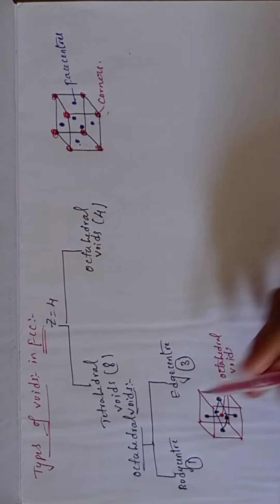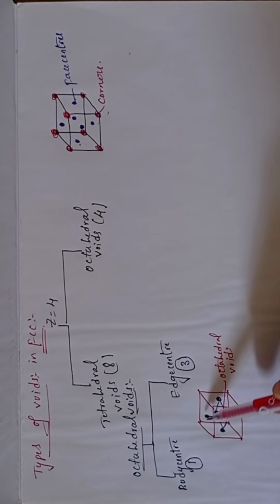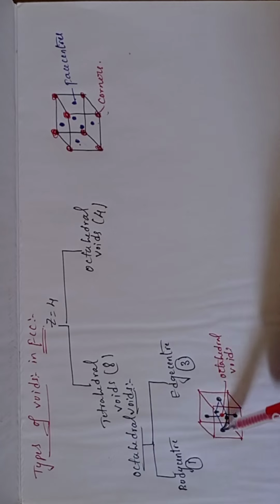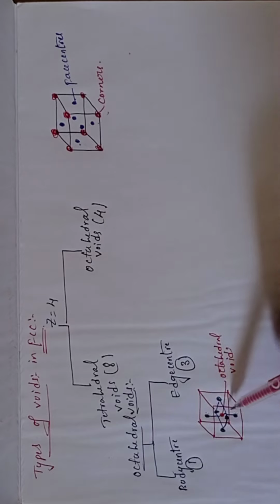So what is octahedral void? The void which is present in between the 6 particles, 1 2 3 4 5 6. These 4 particles are present in the same plane, and the 5th sphere is present at the top of the 4 spheres, and the 6th sphere is present at the bottom of the 4 spheres, students.